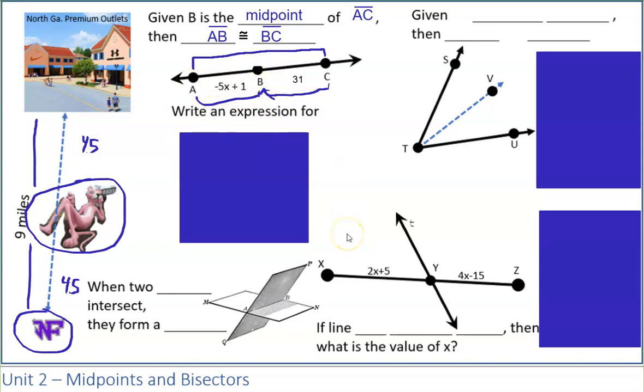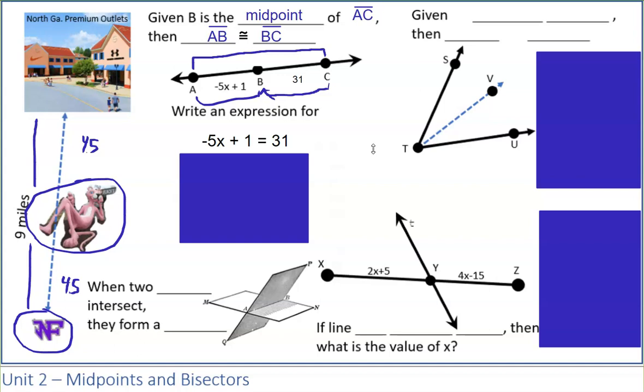So given the information that B is the midpoint, then we can set up an equation that says A to B is equal to B to C. So we would write an expression that looks like this: negative 5x plus 1 is equal to 31. So write that down, and then let's just solve. And maybe the problem says solve for x. Maybe it says find the length of the segment A to B, but that's kind of silly. We could just say it's 31 because it's the same as B to C.